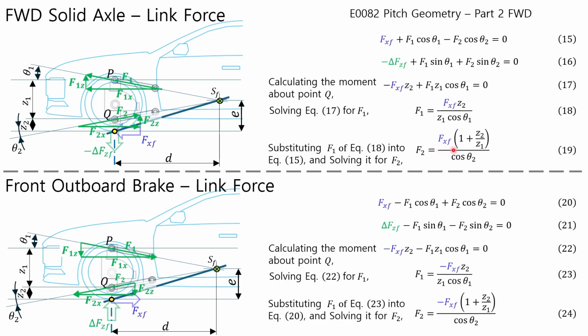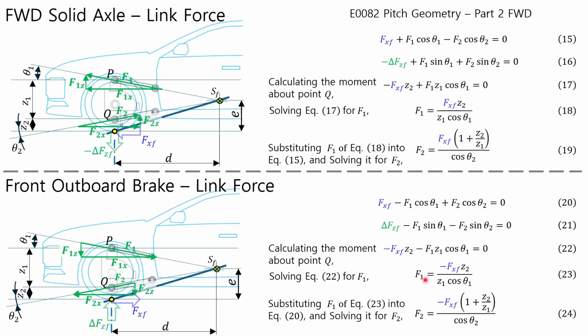Since the inputs for driving and braking are opposite, by reversing the signs of equations 15, 16, and 17, which represent the force and moment derived from front-wheel drive, we can obtain equations 20, 21, and 22, which represent the force and moment generated by front-wheel outboard braking. It is important to note here that, as explained earlier, the braking force, Fxf, is inherently negative, so its sign must not be changed. Solving equation 22 for F1 yields equation 23.